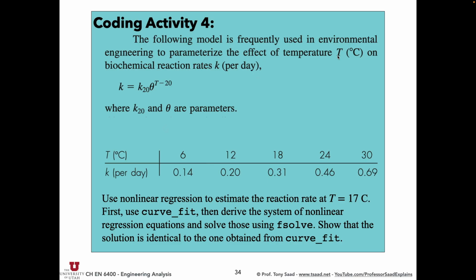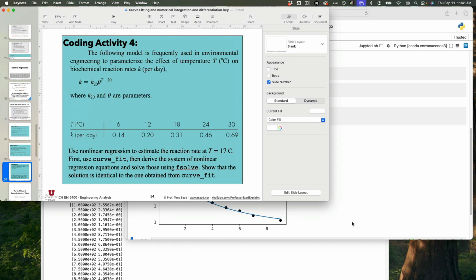And we have some data at T equals 6. We got 0.14 rate per day, change or decay per day, and so on and so forth. Okay? So we want to use curve fit to figure this out and to estimate the reaction rate at T equals 17 Celsius. So let's go ahead and implement this.